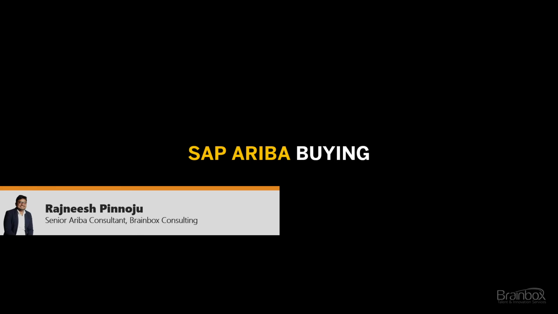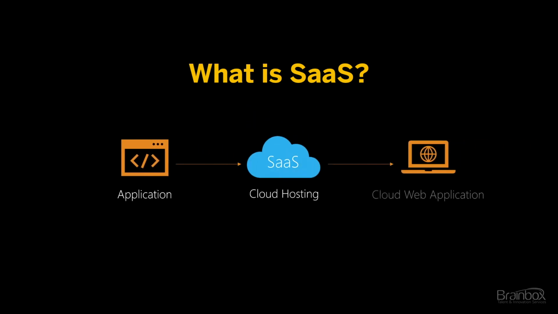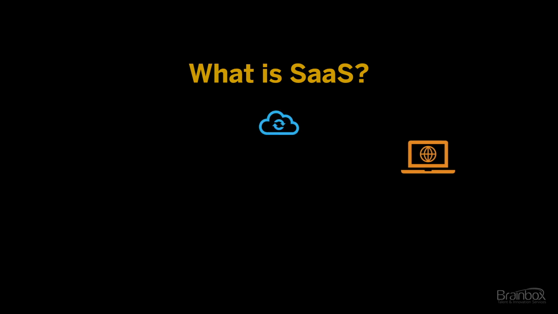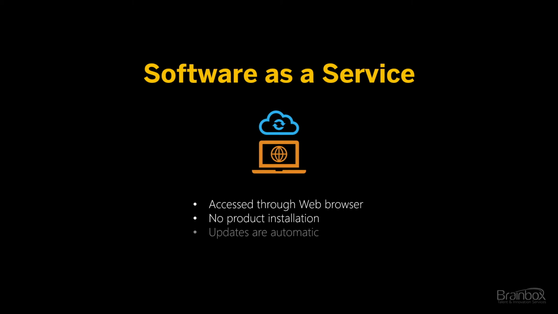Let's start by understanding what exactly is Software as a Service. Software as a Service, in short SaaS, is a delivery model in which software is centrally hosted on cloud and is licensed on subscription basis. It is also referred to as on-demand software. With the SaaS model, the software can be easily accessed through the internet from any web browser. There is no product installation required, updates are automatic, and there is no software maintenance.